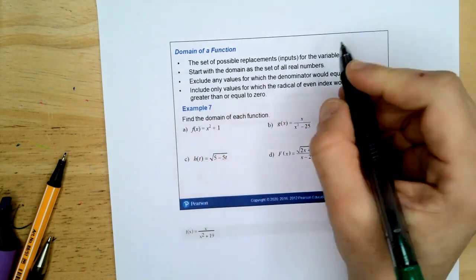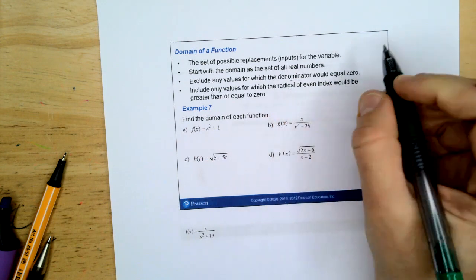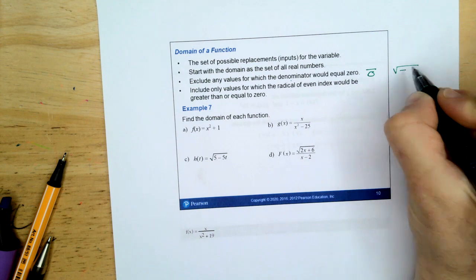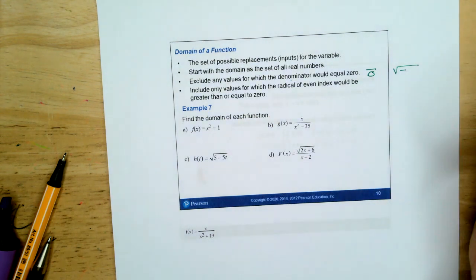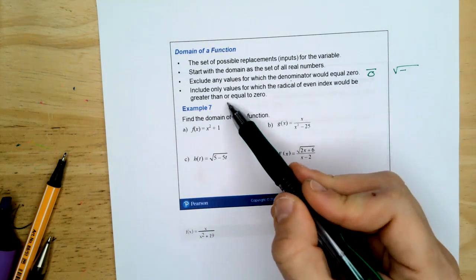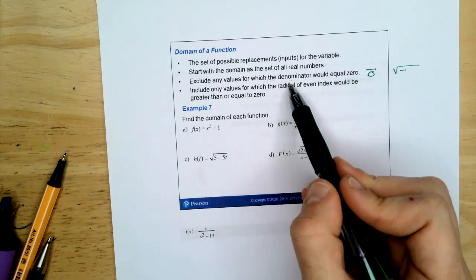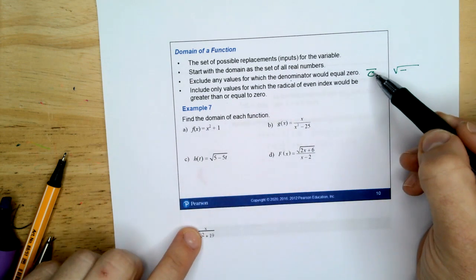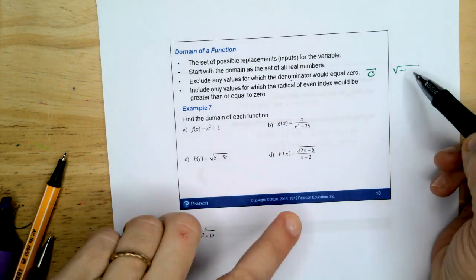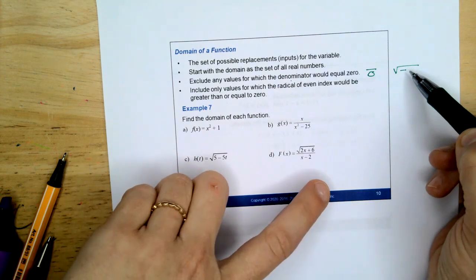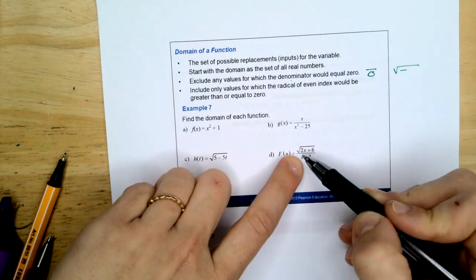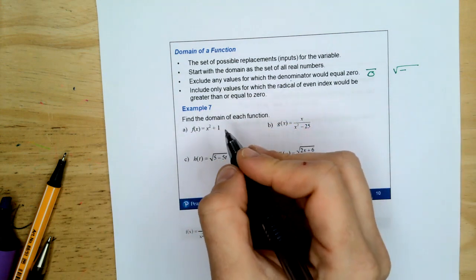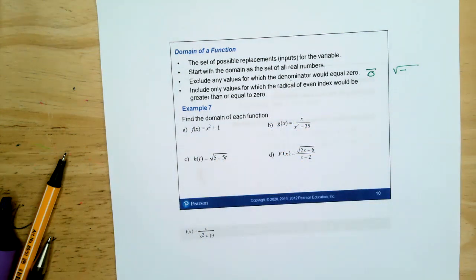Exclude from the domain any time the denominator would equal 0, or there is a negative number under an even radical. The radical of an even index would be greater than or equal to 0. That's that one. And the denominator would equal 0. That's that one. Okay? So if you don't have a fraction and you don't have a radical, an even root right here, you don't need to worry, okay? So this one, we're just gonna say it's all real numbers.